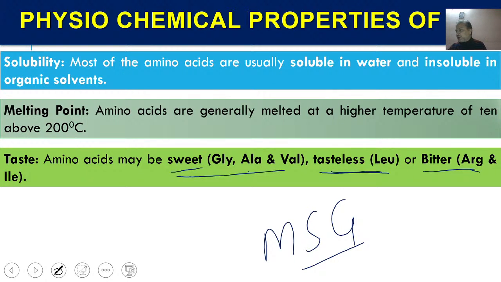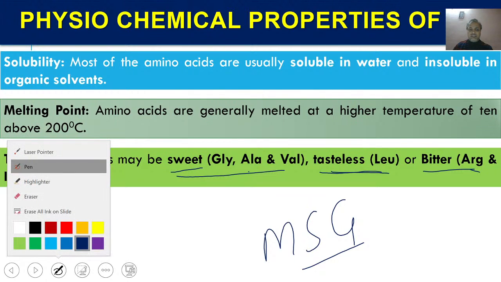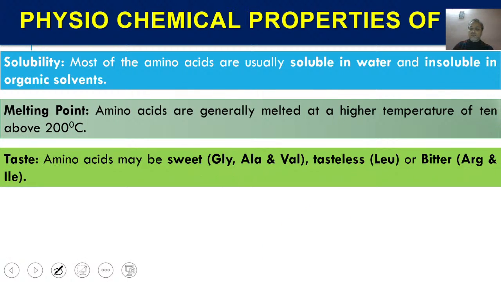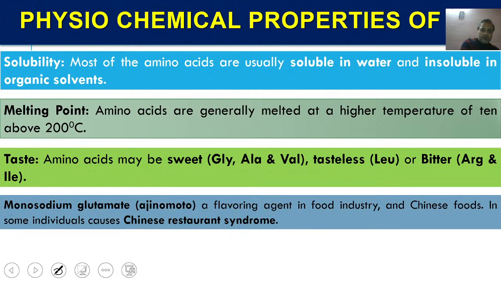Everyone eats Chinese food, either noodles or Manchurians, different Chinese foods. In Chinese food we normally use a salt-sugar-like compound called MSG, monosodium glutamate, which is a derivative of glutamic acid. In common name it is Ajinomoto. It is commonly used in Chinese food as a taste inducer.